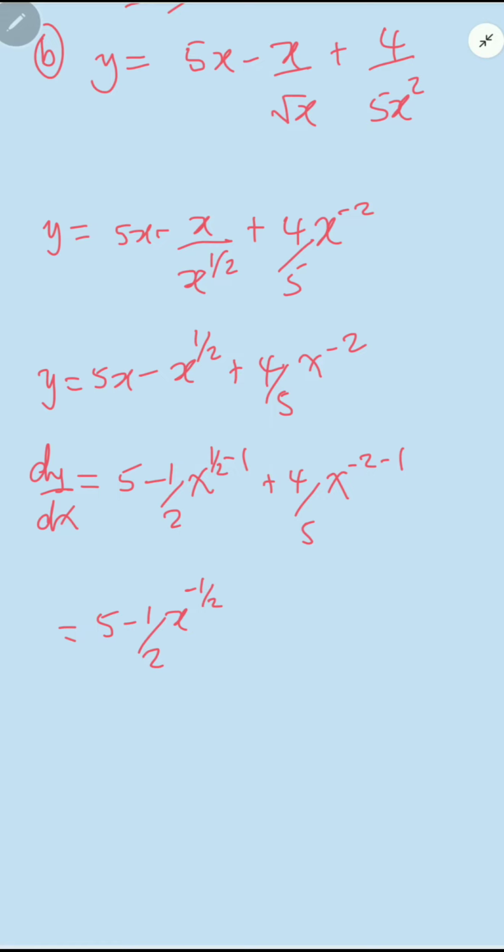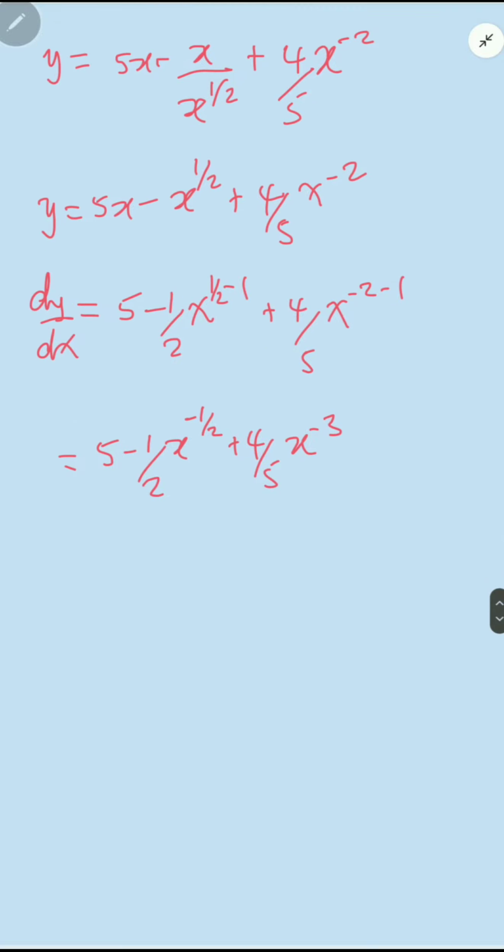Yeah, negative half. Then plus 4 over 5 x to the power negative 2 minus 1 gives us negative 3. Like that. So this can be simplified further where we avoid the negative exponent. So to do this, we're going to drop the variables with their exponents. But in this case, the negative sign will cancel, leaving us only with a positive exponent. So we have 5 minus 1 over 2. So this will come 1 to each.